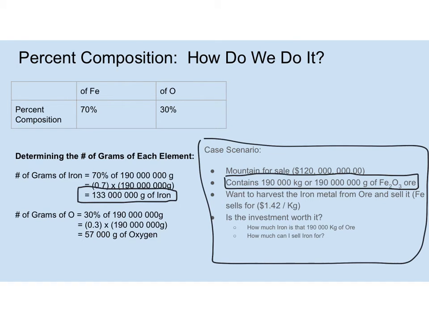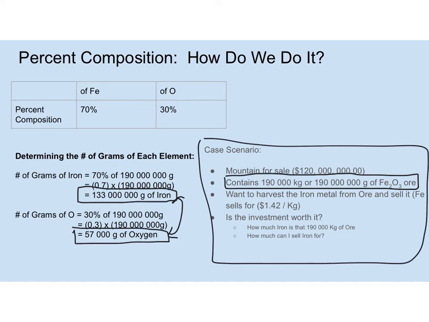Well, how many grams of oxygen? I calculate the number of grams of oxygen, and these two things should add up together. If they don't add up, then we've done something wrong. Now, with rounding, it might be slightly off, but they should be close. These should add up to the total weight of the mountain. So basically, if I took all of that rock out of that mountain and smelted it, 57 million grams of oxygen would be released, and then 133 million grams of iron would be left that we could then sell.